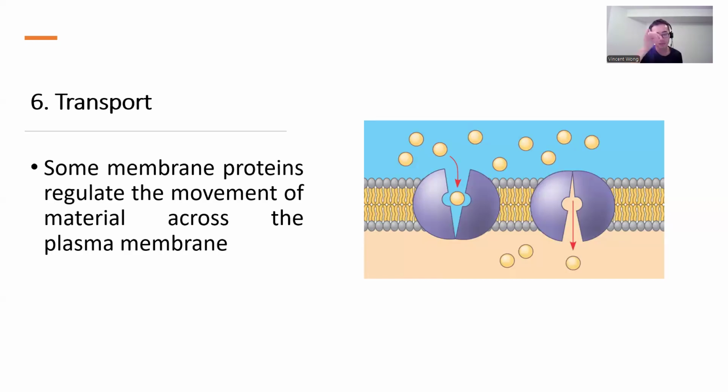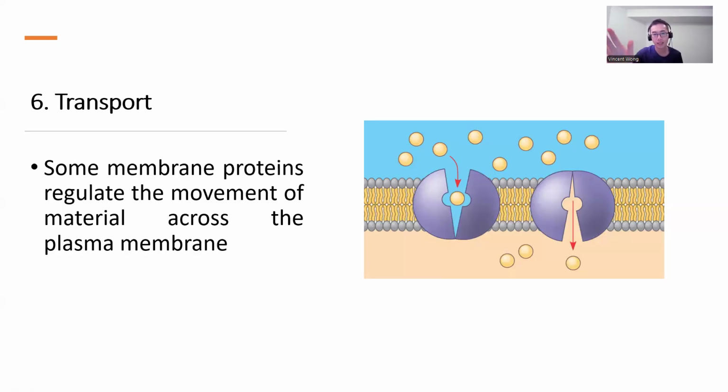Let me just quickly recap for you, six functions. Attachment to cytoskeleton, cell signaling, and then we have the intercellular junction, where two cells can stick together. We have enzymatic activity, cell-cell recognition, and transport. Okay, six different functions.